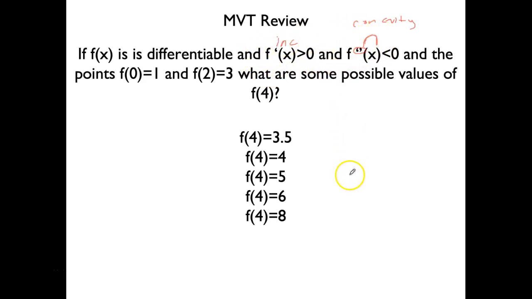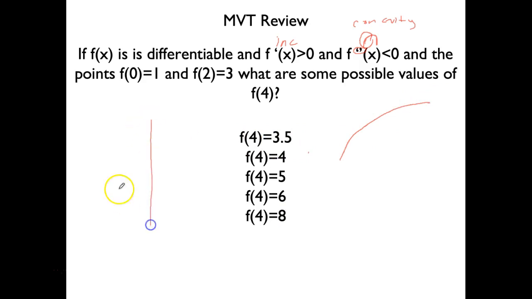Now if you look at this concave down portion, this portion is decreasing, this portion is increasing. So I'm focusing on this. I'm going to have a function that looks like this. Yeah, that's increasing and concave down. So I am going to look at the points they gave me, f of 0 equals 1 and f of 2 equals 3, and find some possible values for it that would make it look like this.